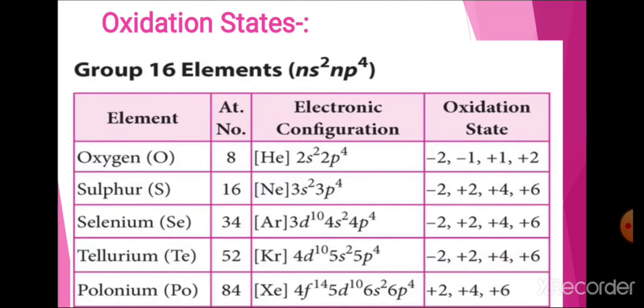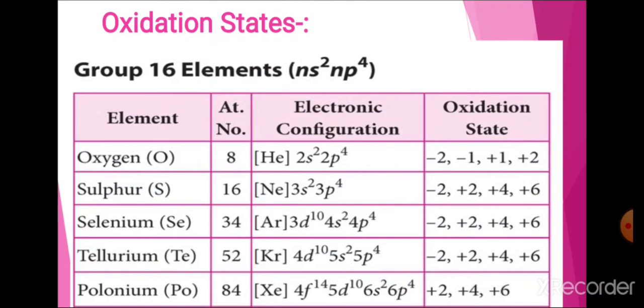It is the number of electrons that an atom can gain, lose or share when it is chemically bonding with other elements. Then first we see the oxidation states of group 16 elements. They have the general electronic configuration ns2np4. They attain a noble gas configuration either by losing these 2 electrons or by gaining 2 electrons, forming E2- ions, or by sharing these 2 electrons forming 2 covalent bonds.